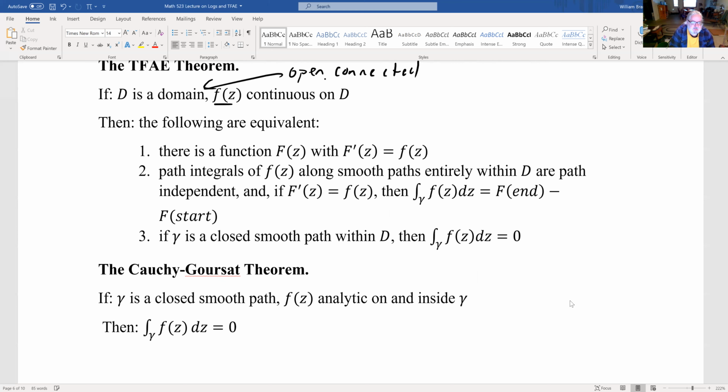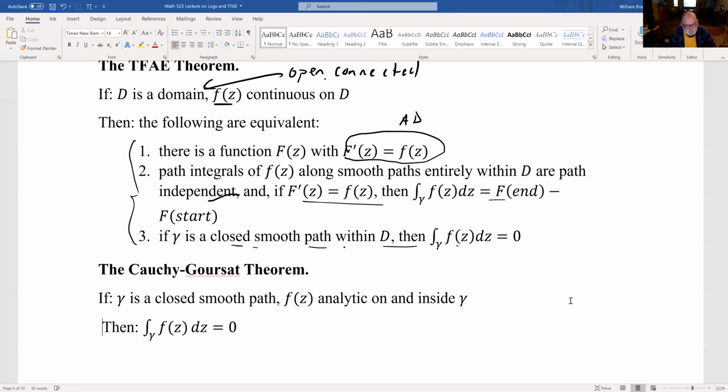And f is a function that's continuous. So f of z has an antiderivative if and only if path integrals along f of z are path independent, and can be evaluated just by integrating. And if gamma is a closed smooth path within D, then the integral around gamma of f of z dz equals 0. These are equivalent. If one of these things is true, all three of them are true. That's why I call it the TFAE theorem. The following are equivalent.